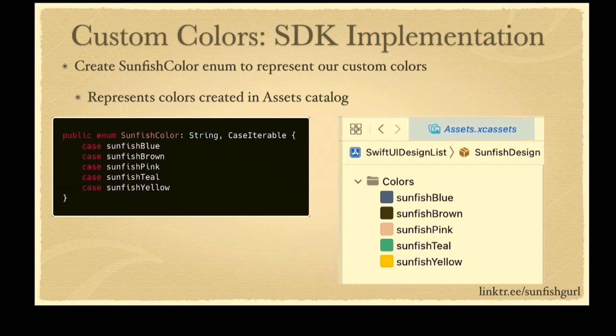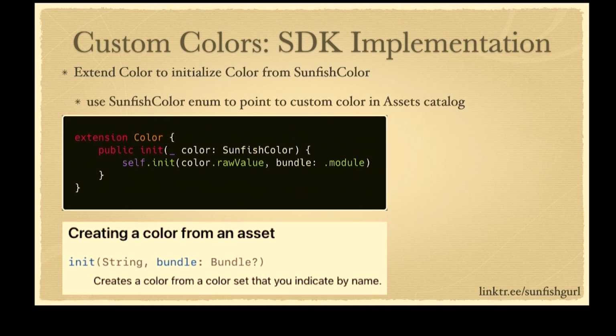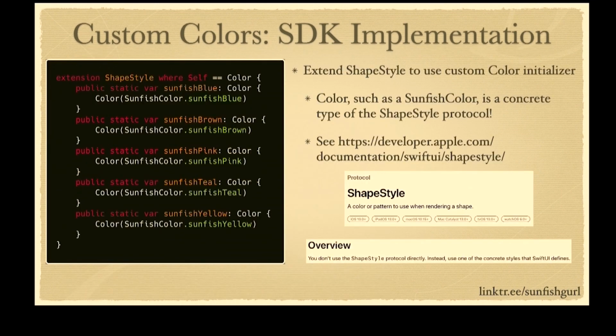So first we want to create a sunfish color enum to represent our custom colors. This represents colors that were created in our assets catalog. Next, we will extend color to initialize color from sunfish color. We use the sunfish color enum to point to the custom color in the assets catalog.